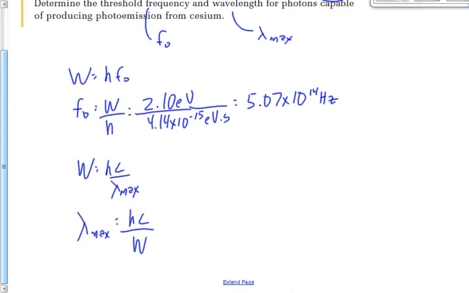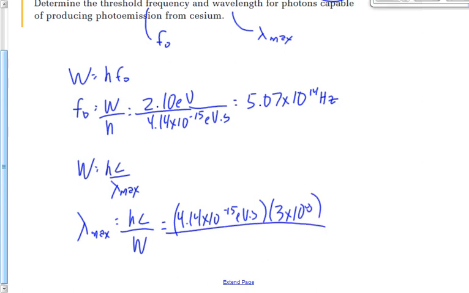6.63 value? Well, only if you convert the work function to joules. If I'm using electron volts, then I'm going to use 4.14 times 10 to the minus 15 times 3 times 10 to the 8 divided by the work function of 2.10 electron volts. I don't know what I get there. Something times 10 to the minus 7. 5.91 times 10 to the minus 7. Okay, thank you. 5.91 times 10 to the minus 7 meters. Good. Okay, you use joules, that's going to work out as well, as long as you convert this to joules.